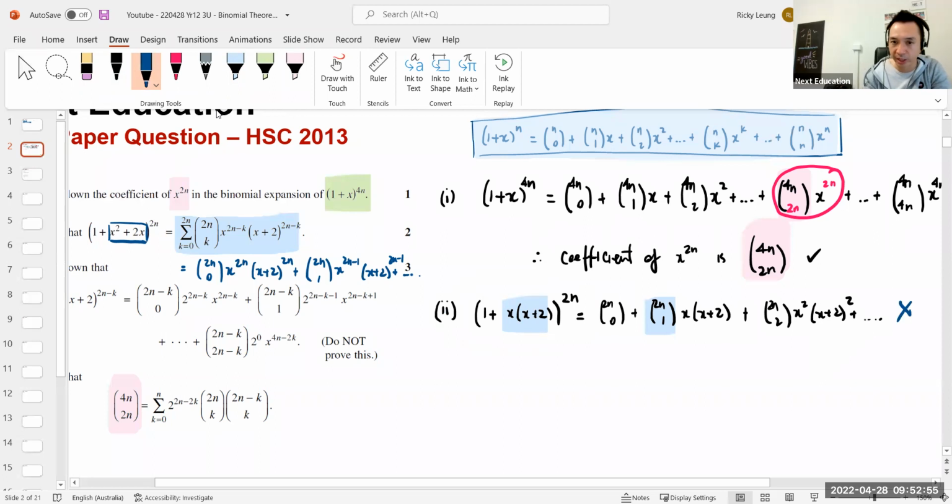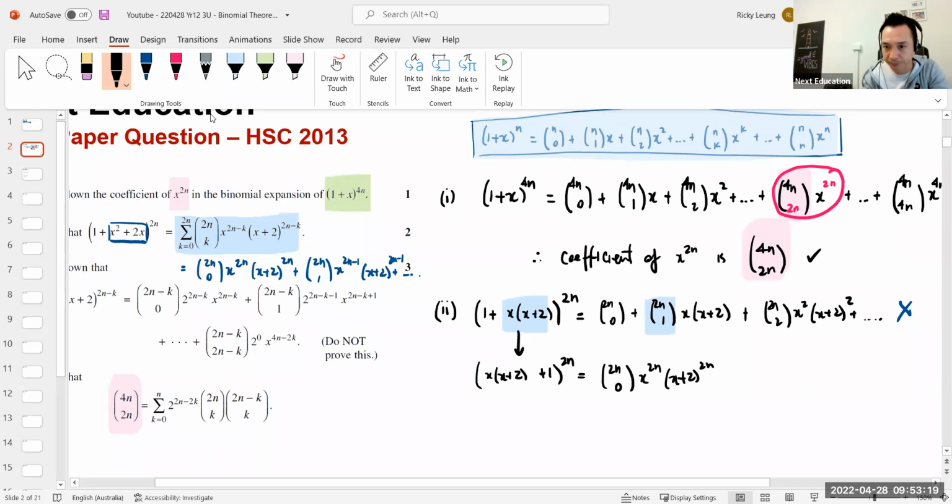So don't do it this way. Instead, expand this like this. Because then that reverses it. Not that it matters because it's symmetrical, but that's how they want you to expand it, where the first term, like 2n0, gets this guy to the power of 2n, x plus 2 to the power of 2n. Can you see now? The powers are lining up. So that's 2n1, x to the 2n minus 1, x plus 2 to the 2n minus 1. The powers are lining up.